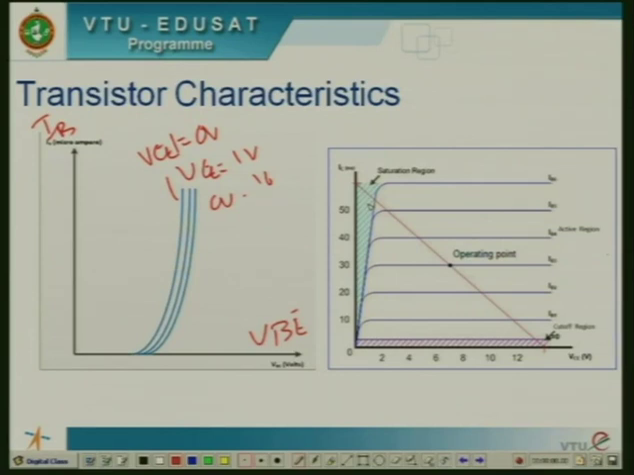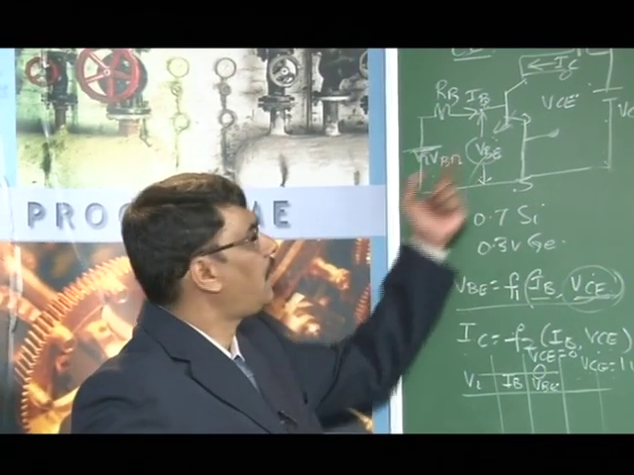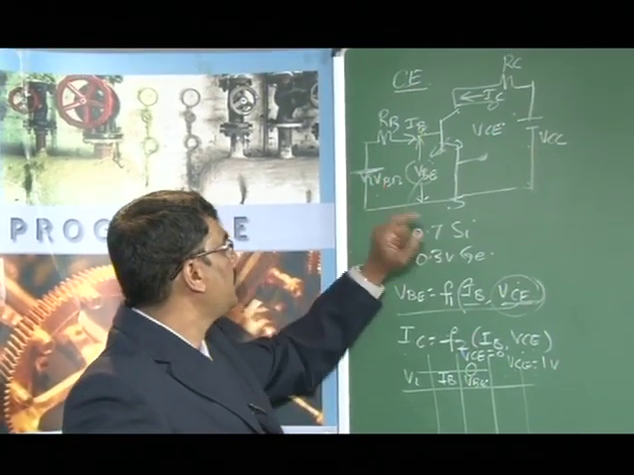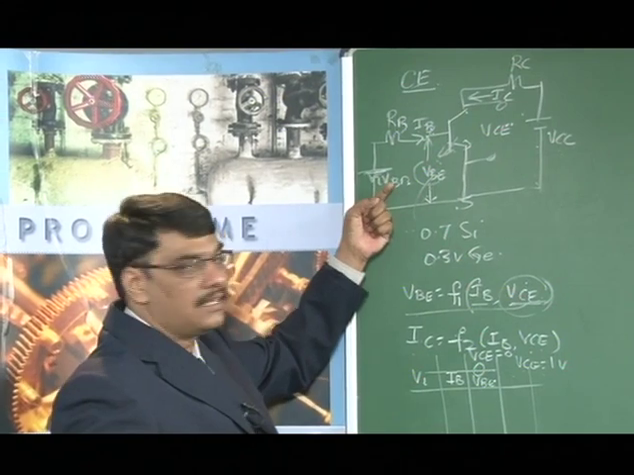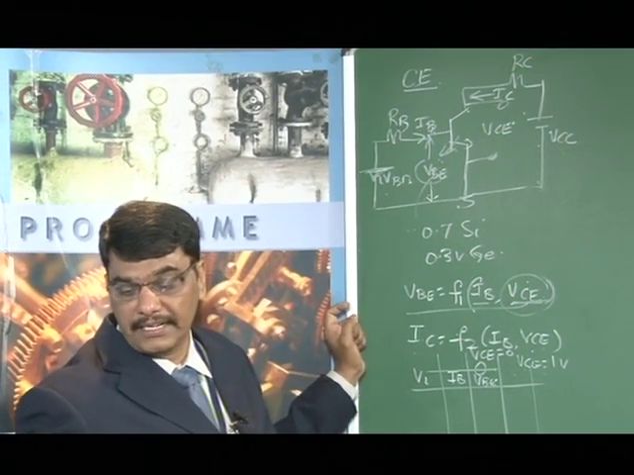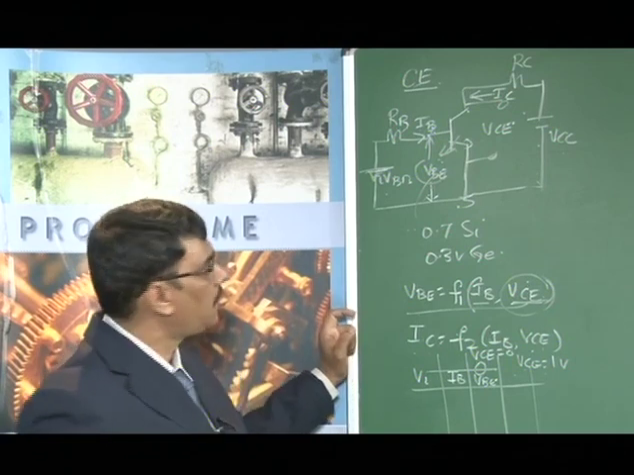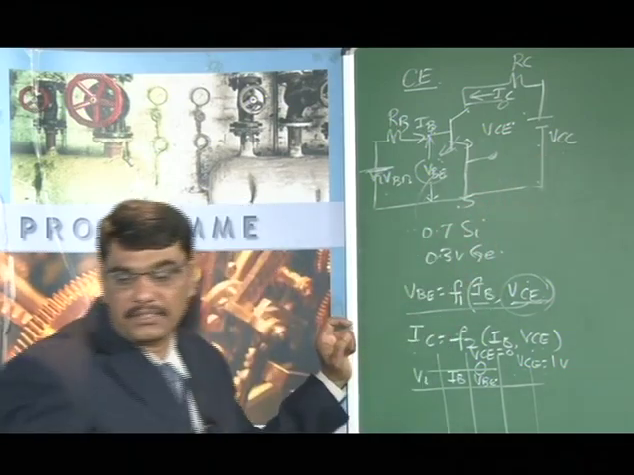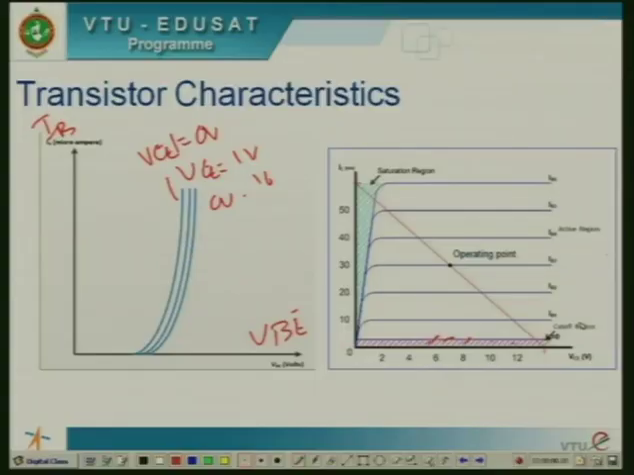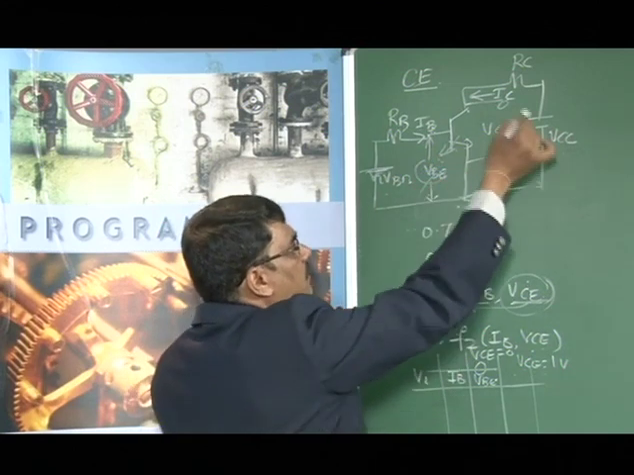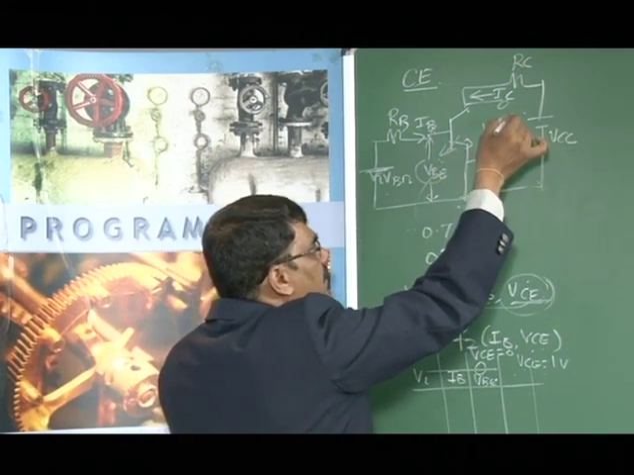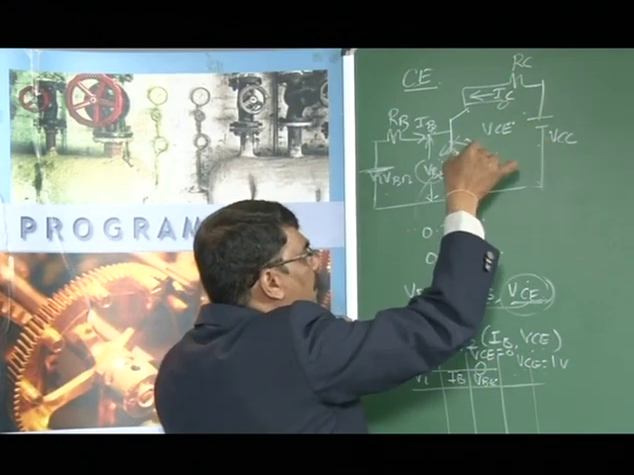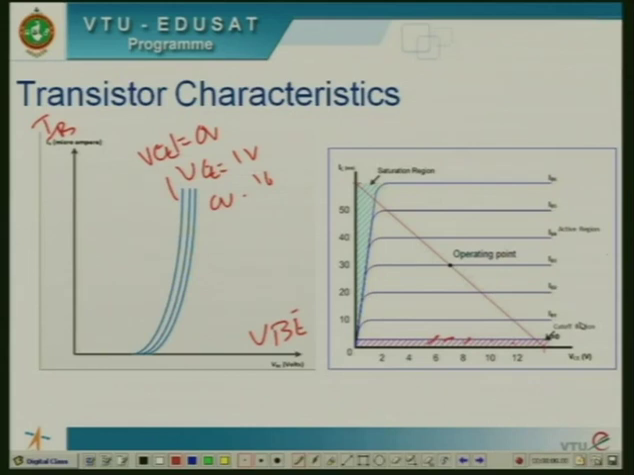From these characteristics we can classify three regions: active region, cutoff region and saturation region. If the input voltage is not sufficient, this junction is forward biased and this junction is reverse biased. When the voltage is less, there is no current flowing through the junction, and this is known as the cutoff region. When the input voltage increases, this junction is forward biased and that junction is still reverse biased, which is known as the active region. If you increase the voltage sufficiently, the current flowing through the circuit is almost constant, and this junction goes from reverse bias to forward bias. That region is known as the saturation region.